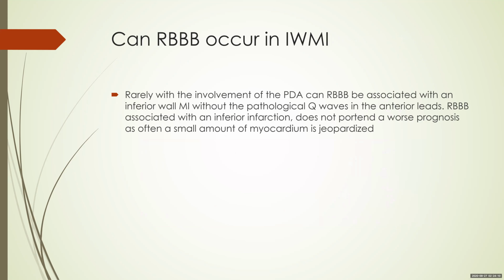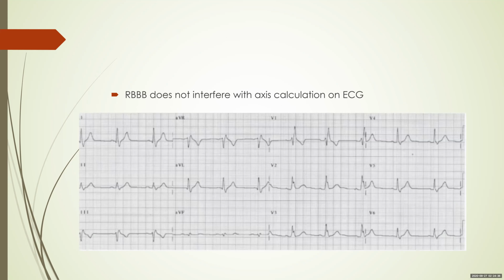So the question is, can RBBB occur in an inferior wall MI? Remember, the right bundle is also supplied by a twig which can arise from the posterior descending artery. So right bundle branch block can occur in inferior wall MI, but since it's a relatively smaller area which is supplied, it does not portend a worse prognosis. This is just for interest.